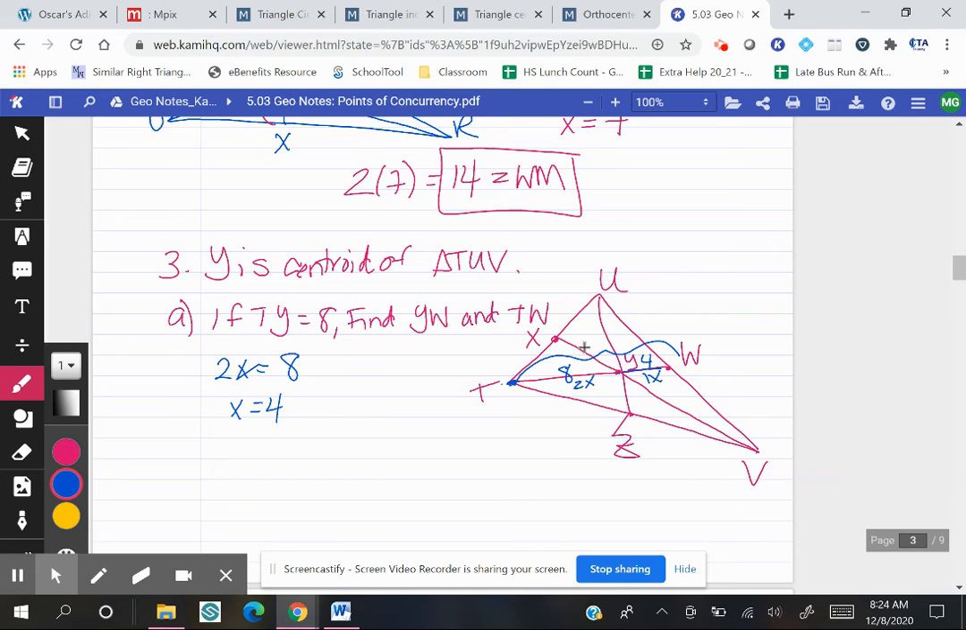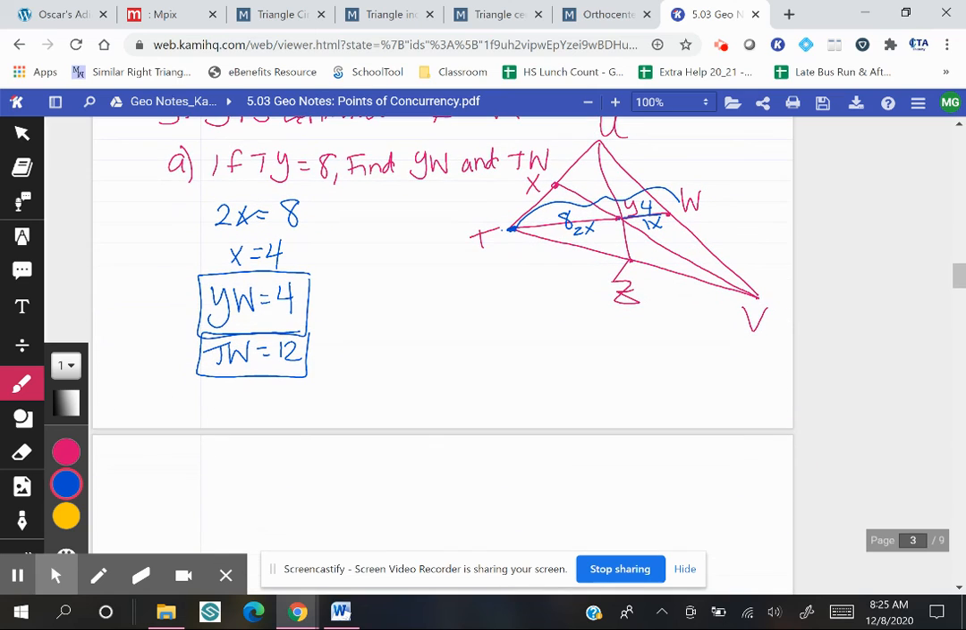Again, from the vertex to the centroid is double the lower half of your median. So we know x is 4, which means YW is 4. And TW is the whole thing, so you would just add 8 and 4 to get 12.